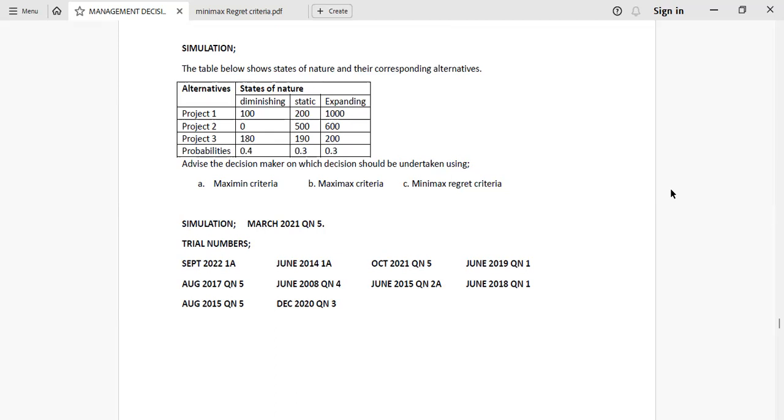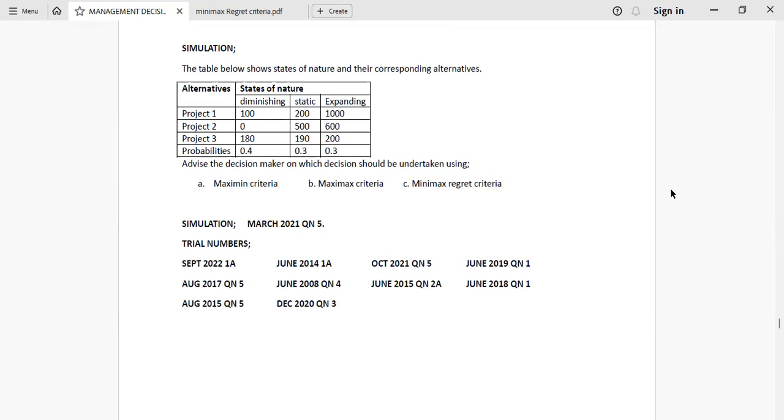Simulation says the table below shows states of nature and their corresponding alternatives. We have the alternatives, project 1, project 2, and project 3. We have even the probabilities 0.4, 0.3, 0.3. They have given us the states of nature: diminishing, static, and expanding. They have also given us the different returns in the different projects under different states of nature.